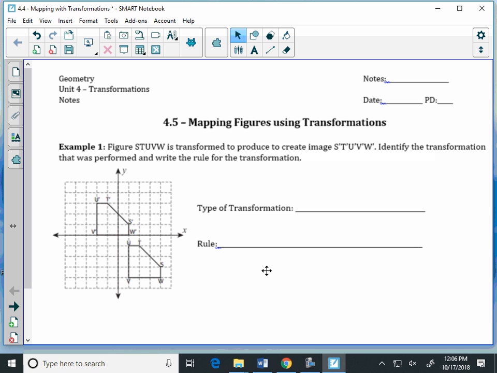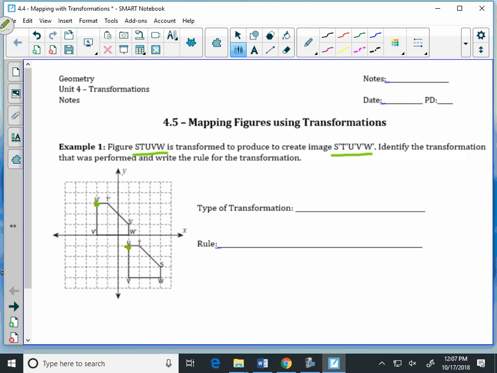A translation doesn't. So to figure out, did I do a reflection, a rotation, or translation, pick 1 point on the original figure, the one without the tick marks, and 1 point on the image, the one with the tick marks. Okay? Are both those points pointing in the same direction? Yeah, U is still pointing kind of towards the top. U prime is still pointing towards the top. So that's telling me that the orientation of the figure didn't change.